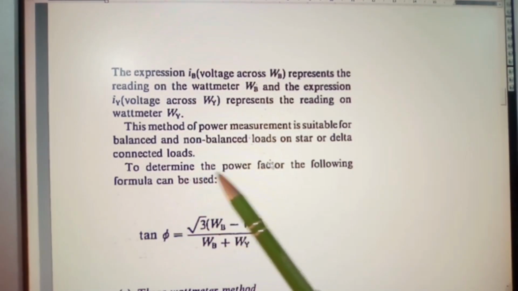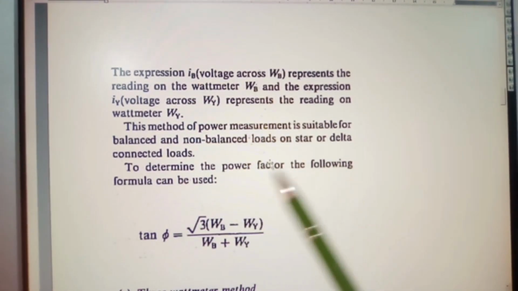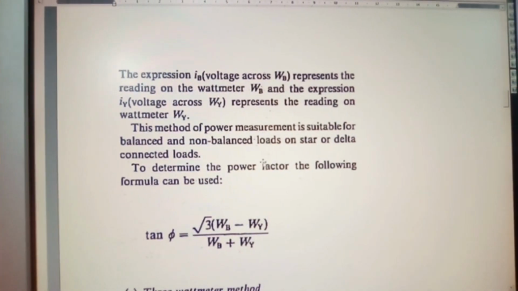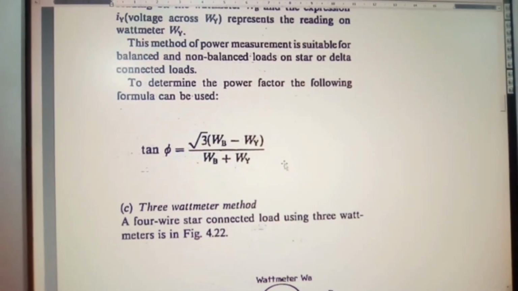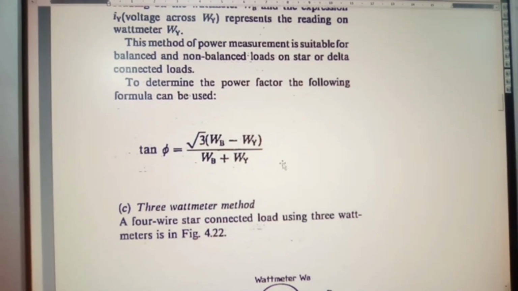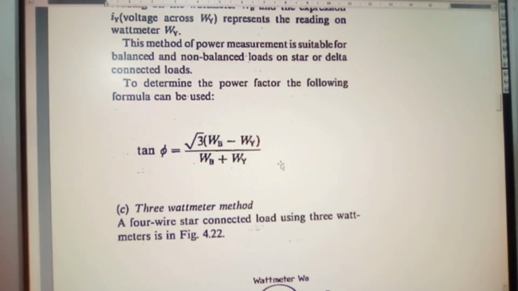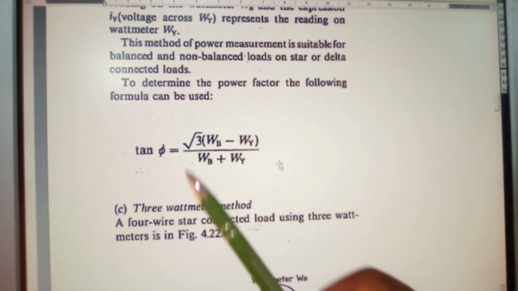To determine the power factor, the following formula can be used. And here we're looking for the power factor, which is the angle at which they intersect each other. And you need a good power factor to have efficiency. And normally that power factor is approximately 0.9. And then this is just your formula.